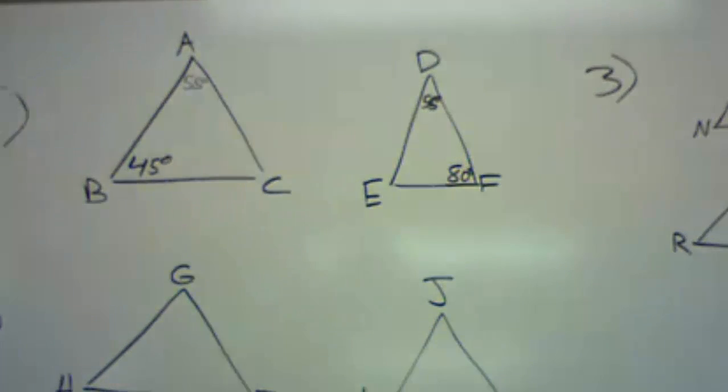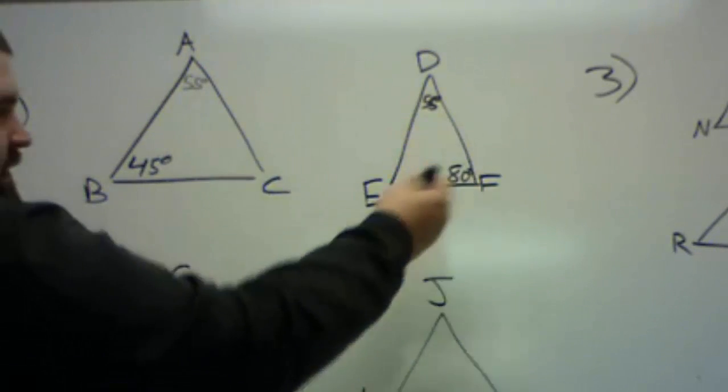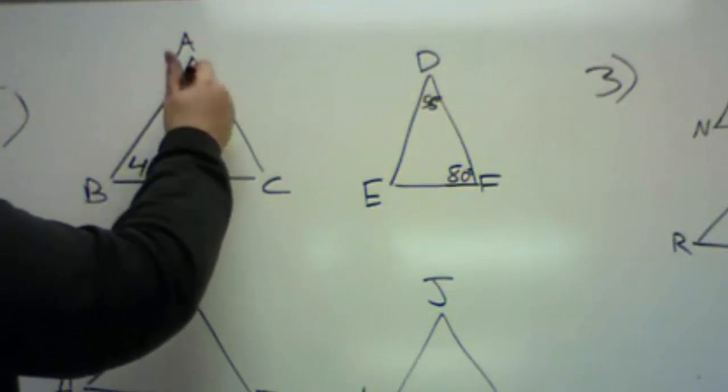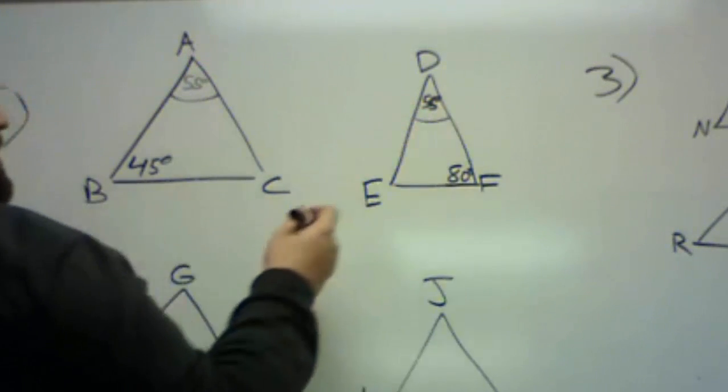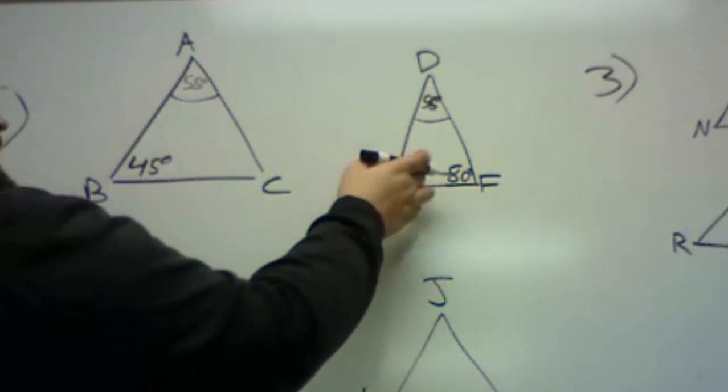Alright, if I look real quickly, I have 2 angles and 2 angles in number 1. So that makes me think angle, angle. However, I see that 55 and 45 doesn't match up to 55 and 80. However, I have at least one angle match up. Well, what's the last angle here?